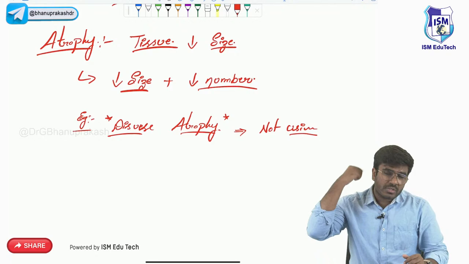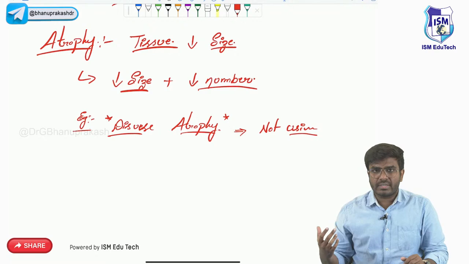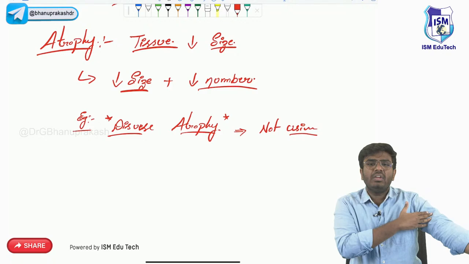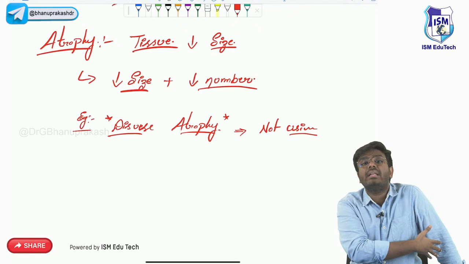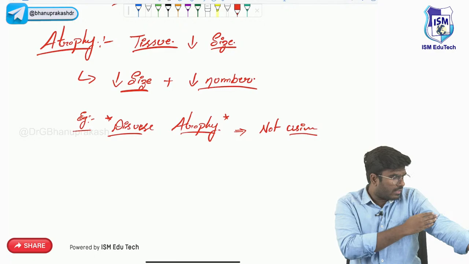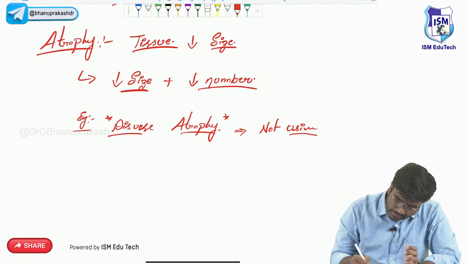Okay, if the lower motor neurons are affected, I cannot use my skeletal muscles. I cannot contract. If I cannot contract, then I'm having flaccid paralysis, right? I'm not using any skeletal muscles. If I'm not using these muscles for a lot of time, what will happen? These muscles will undergo atrophy. This is disuse atrophy.